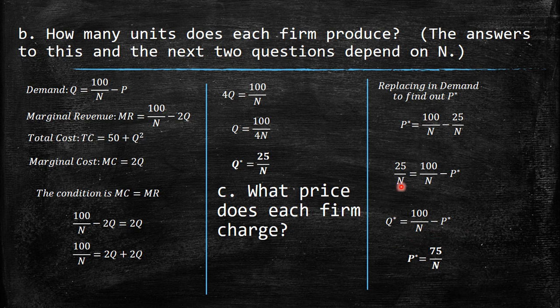Then you replace the quantity by 25n. You collect the terms, so you put this one to the right and this to the left. So you have this one. This is the common denominator between them. So you keep n and you make 100 minus 25. So this should be 75n. So those are the quantities and prices that each firm will produce, depending naturally on the number of firms.